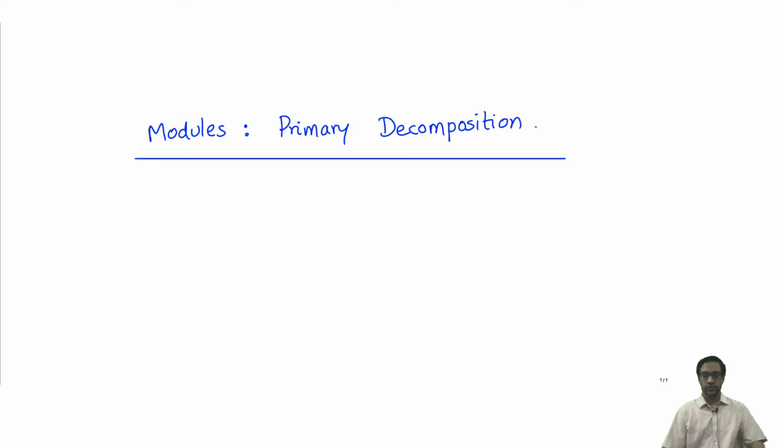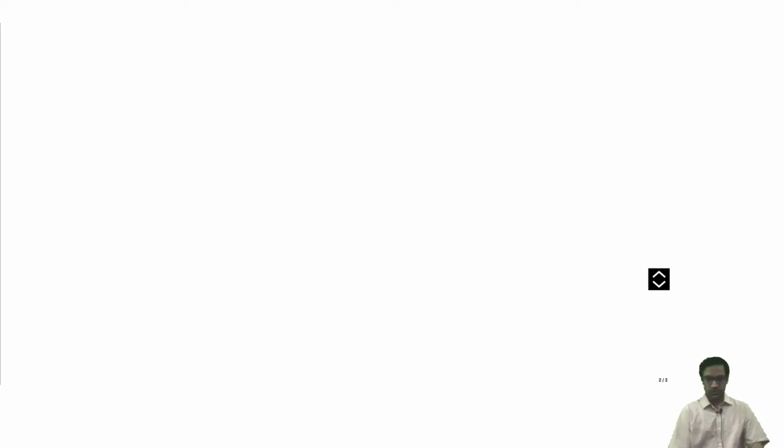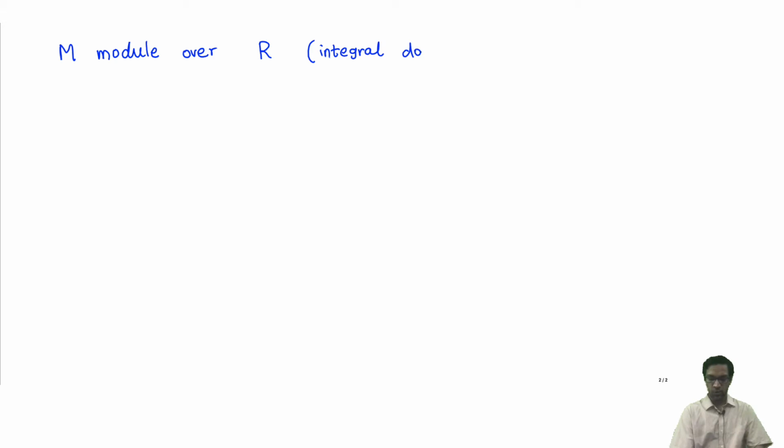Let's talk about the notion of primary decomposition of modules. So suppose I have a module M. So the setup is the following. Suppose M is a module over an integral domain R. Integral domain, remember, means that R is a commutative ring without any zero divisors. If I have a module over an integral domain, then it makes sense to define the following notion.